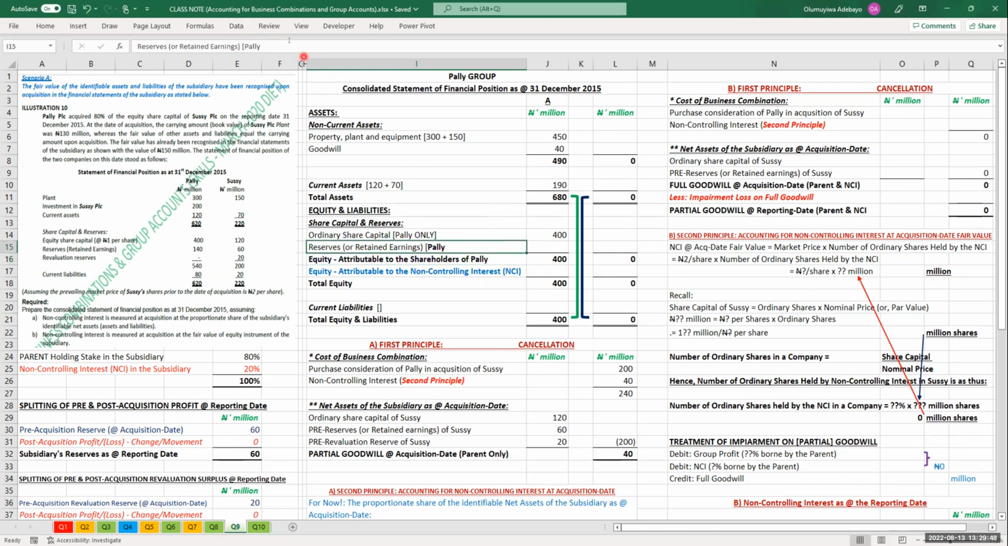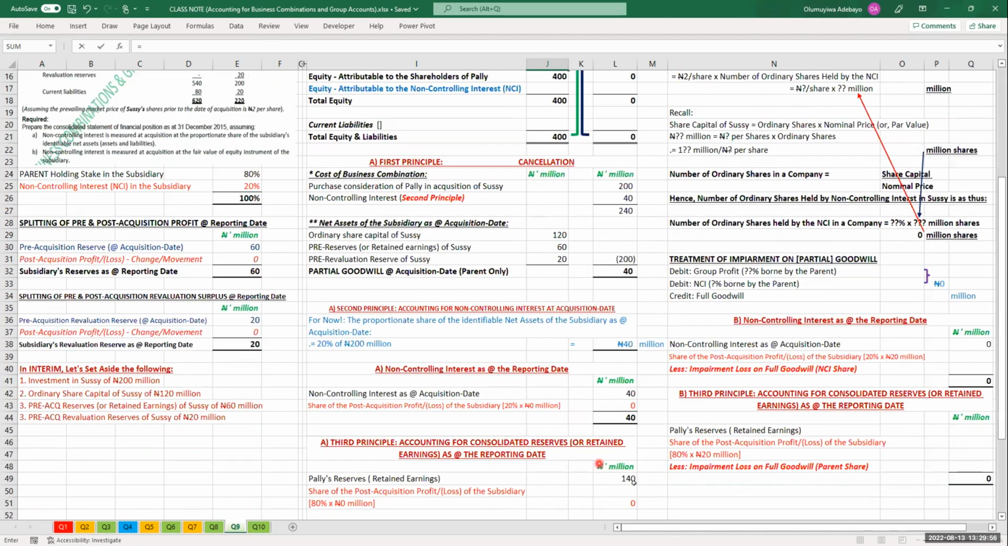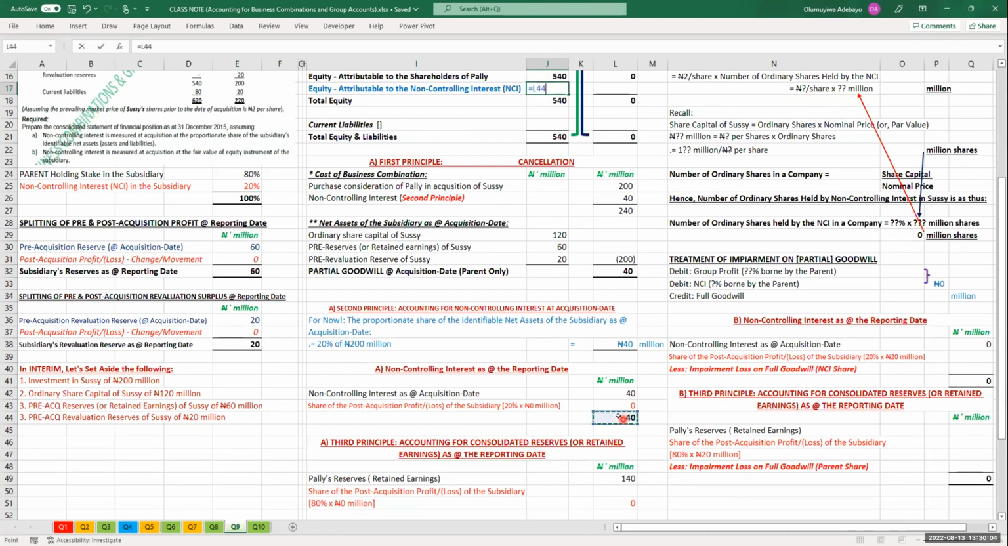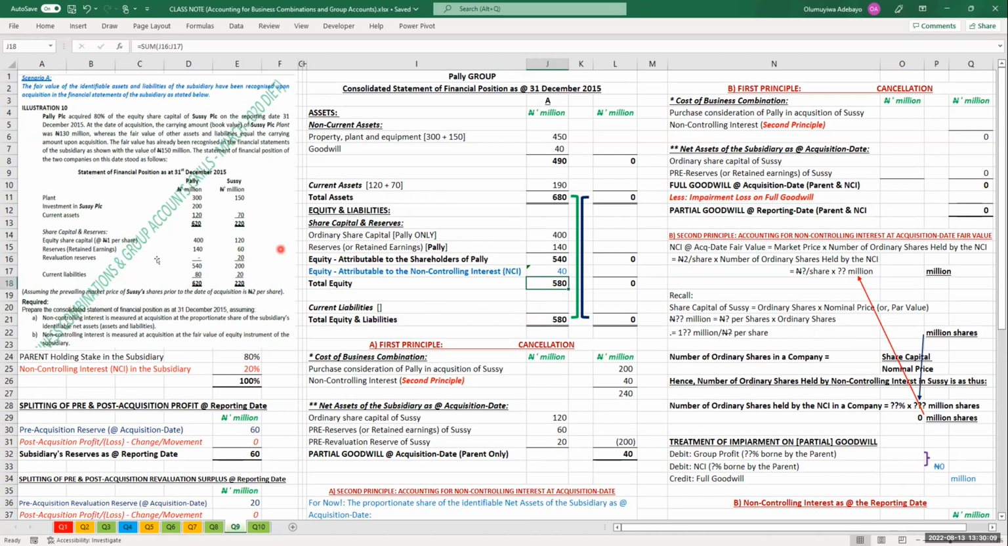Okay, and that is what we have here. Non-controlling interest is still at acquisition, nothing has changed since acquisition. And current liability, we have 80 and 20, and that should give us 100. Now, we are okay with this.